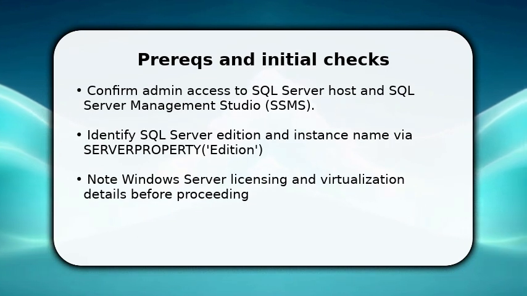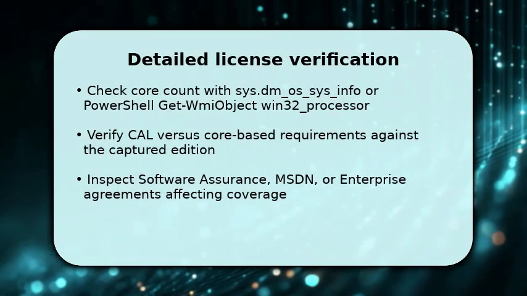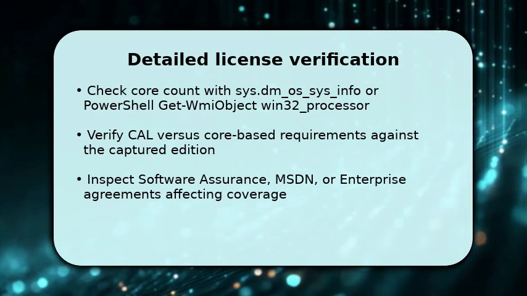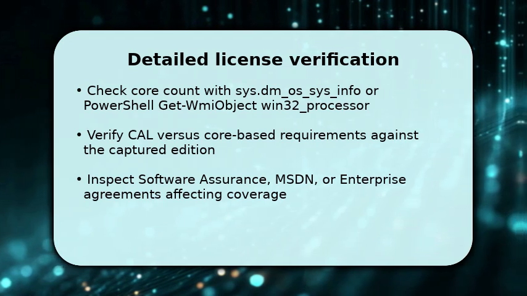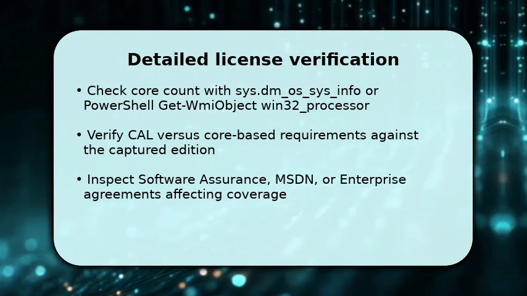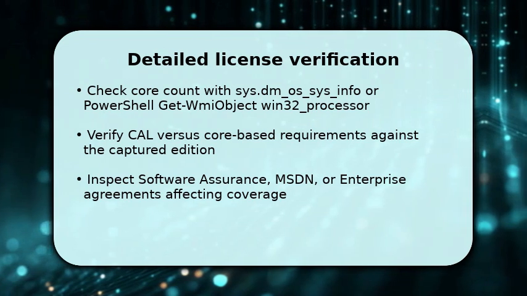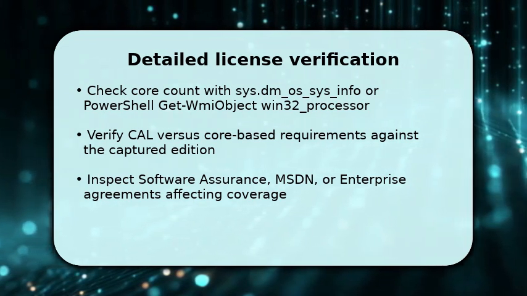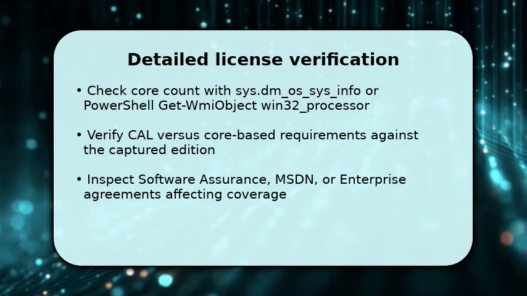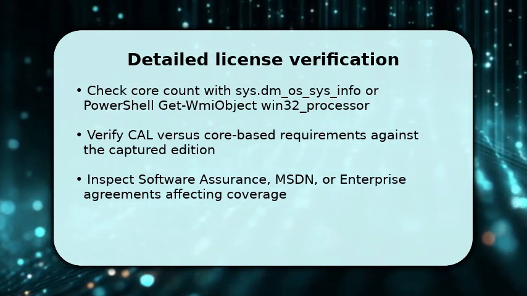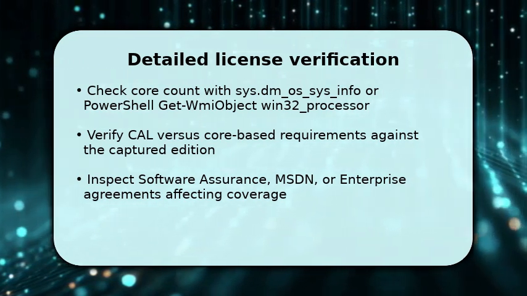Now drill into core and processor details so you can apply core-based licensing correctly. Query sys.dm_os_sys_info for CPU count and scheduler count, or run PowerShell to pull physical core counts from the host. Compare those numbers to SQL Server edition requirements to determine if core licensing or client access licenses apply. Also review your organization's license entitlements.